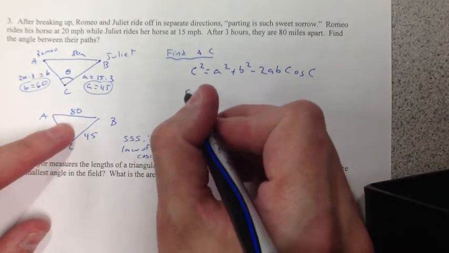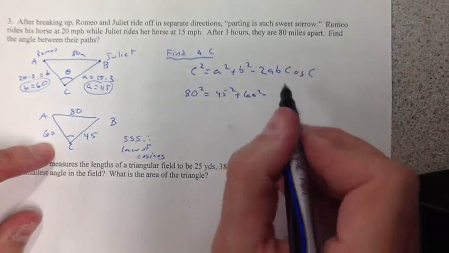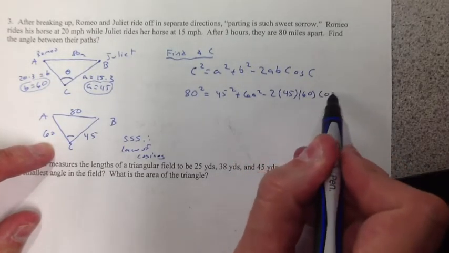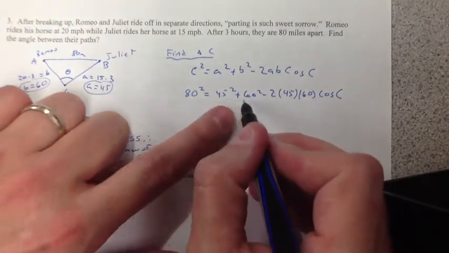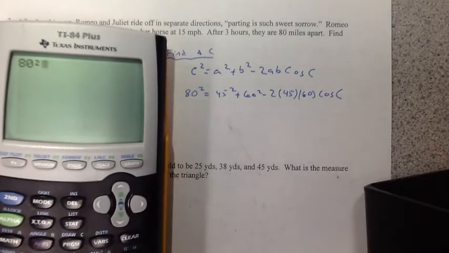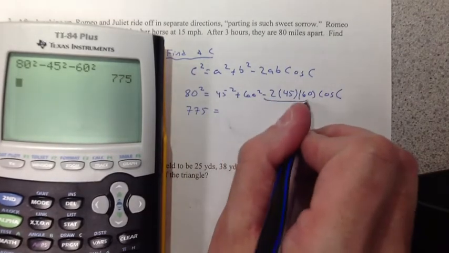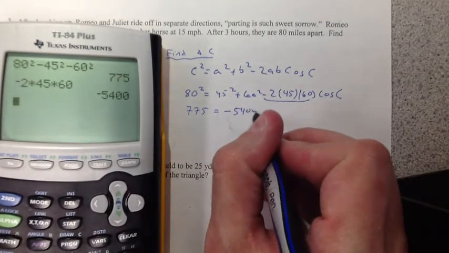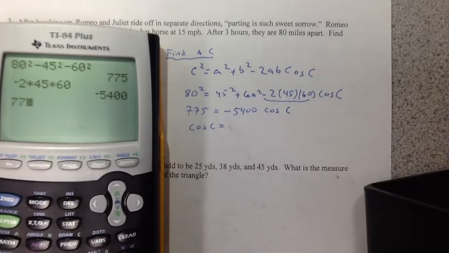So, plugging it in, C squared, the opposite side is 80 squared. A is 45, so we have 45 squared. B becomes 60 squared, minus 2A, which is 45, B, which is 60, and we get the cosine of C. Now, typing all this in the calculator and simplifying it, bringing over the 45 squared and the 60 squared, I'm going to just take 80 squared minus 45 squared minus 60 squared, and that's going to give me 775. Negative 2 times 45 times 60 is 5,400 cosine of C. So, dividing, for the cosine of the angle C, we get 775 divided by negative 5,400.